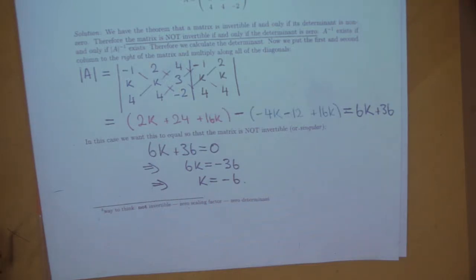Any question on this? So this is the kind of question you could be asked. You could be just given a 3 by 3 and asked, is it invertible or not? And you'd have to calculate the determinant. If the determinant is 0, it's not invertible. If the determinant is non-zero, you can invert it.